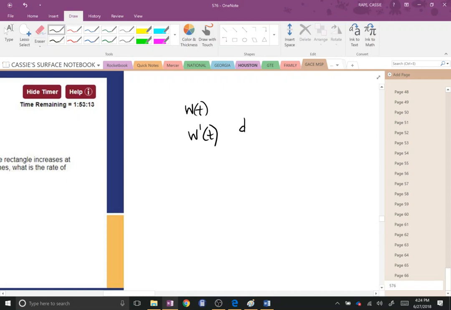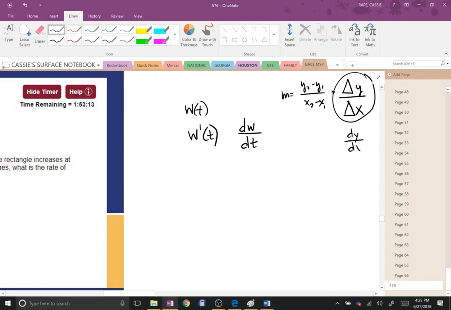Instead, we say dw dt. I don't know if you remember how slope is y sub 2 minus y sub 1 over x sub 2 minus x sub 1. That's slope. But I showed you delta y, change in y, over delta x, change in x. And that's another way to write slope. You could also write that dy dx. In fact, because typewriters mostly don't have a delta, dy dx is how in calculus we write slope.